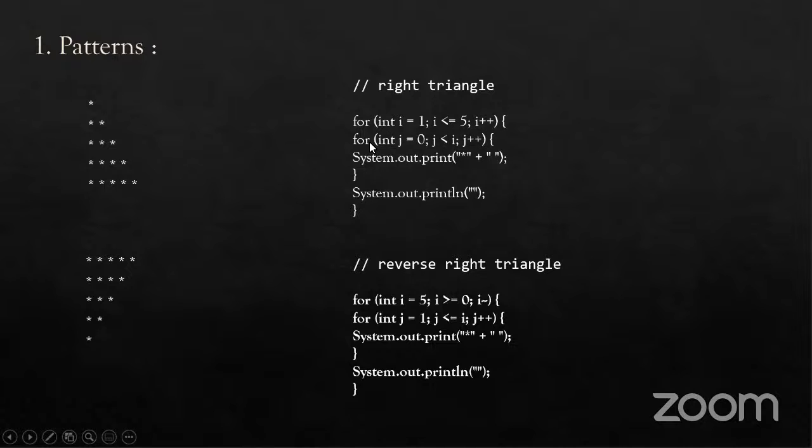And for the next part, that is the inner loop, we are giving j equal to 0. First we give 0, and then for the j condition we need to check whether j is less than or equal to I, and we can increment the loops. Okay, so this is the thing for the first two patterns, the right angle triangle and the reverse right angle triangle.